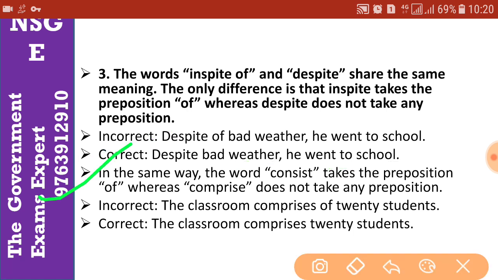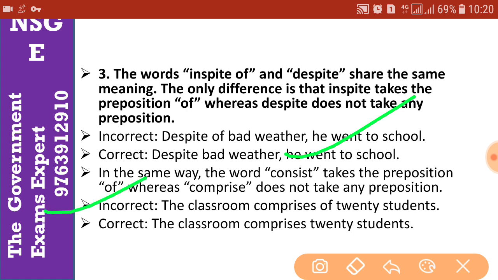Clear? So the second thing we can say, in the same way the word consist takes the preposition of. Please do remember, consist takes the preposition of, whereas comprise does not take any preposition. Why? Because it completes its sense without using the preposition of. Once again I am telling you, we can use the preposition after consist, but we shouldn't use it with comprise. We shouldn't use comprise of. No, consist of. Clear?